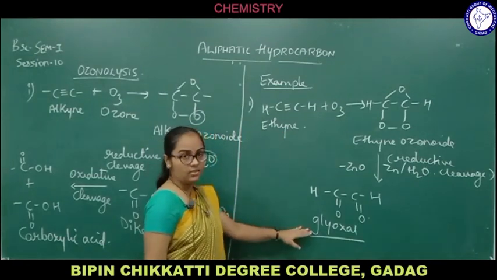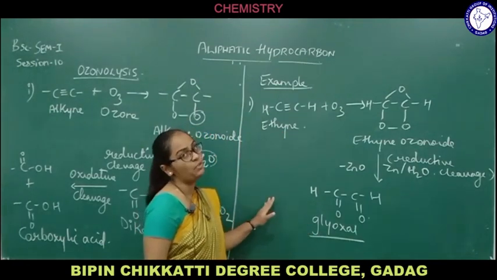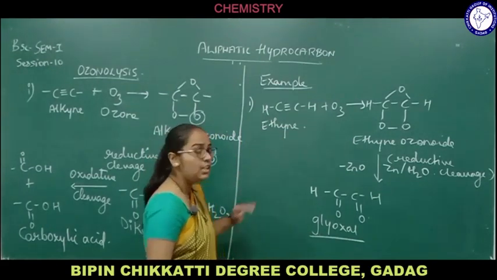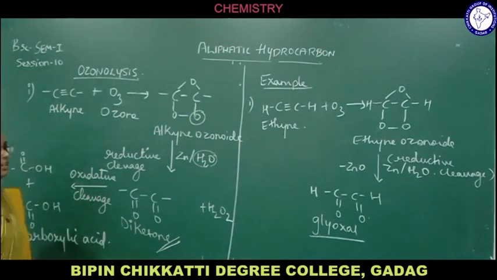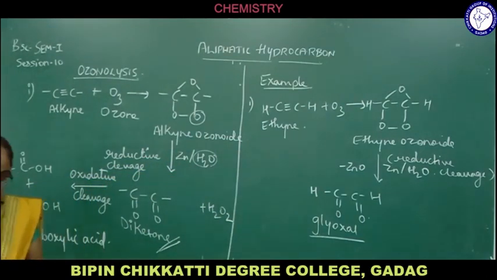Now this glyoxal, on further reaction with the oxidative cleavage, will lead to the formation of carboxylic acid. The carboxylic acid formation you don't need. The reaction will end only at the diketone, right? So this is the general reaction, and that one was the example. Now let's take one more example. That time it becomes easier for you guys to understand. So this is how the reaction will take place.